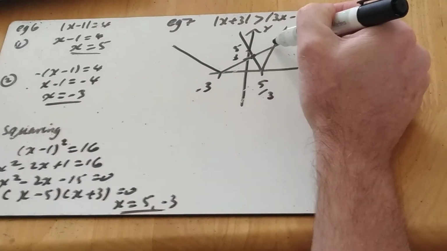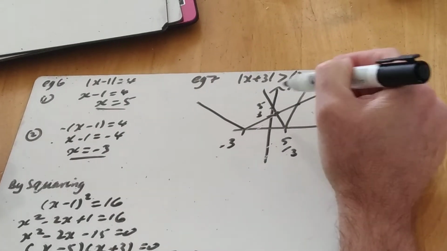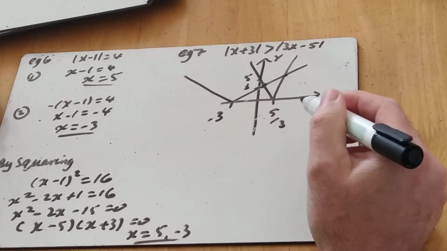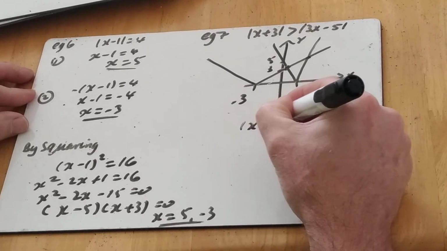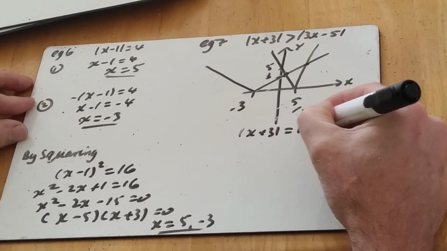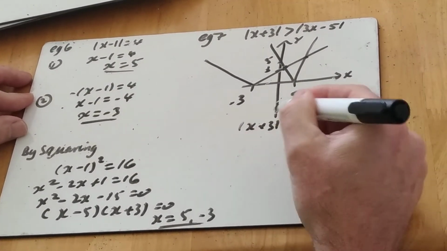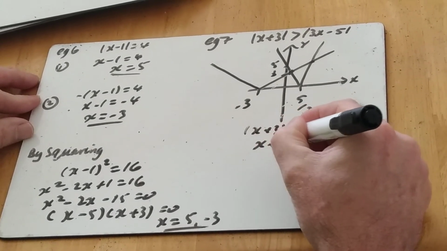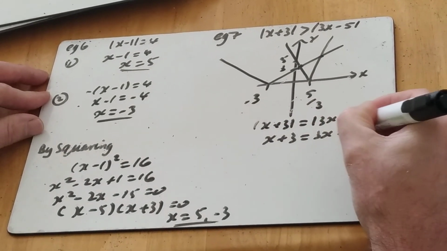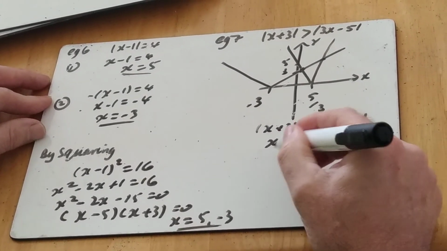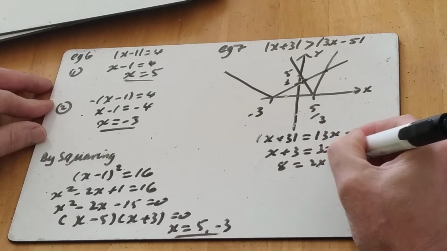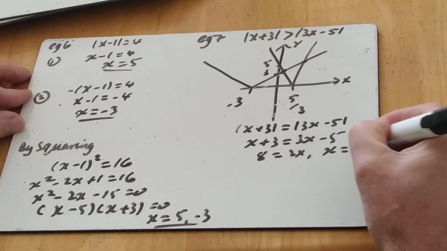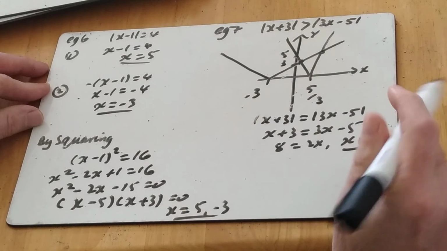I'm after, therefore, well, the first thing I need is where the things cross over, and from then I'm going to use my sketch to solve the inequality. So I'm going to solve mod of x plus 3 is equal to mod of 3x minus 5. How to do it? Do it without the mods first, like this, and solve it to get 3 plus 5, 8 equals 2x, x equals 4, with that one there.